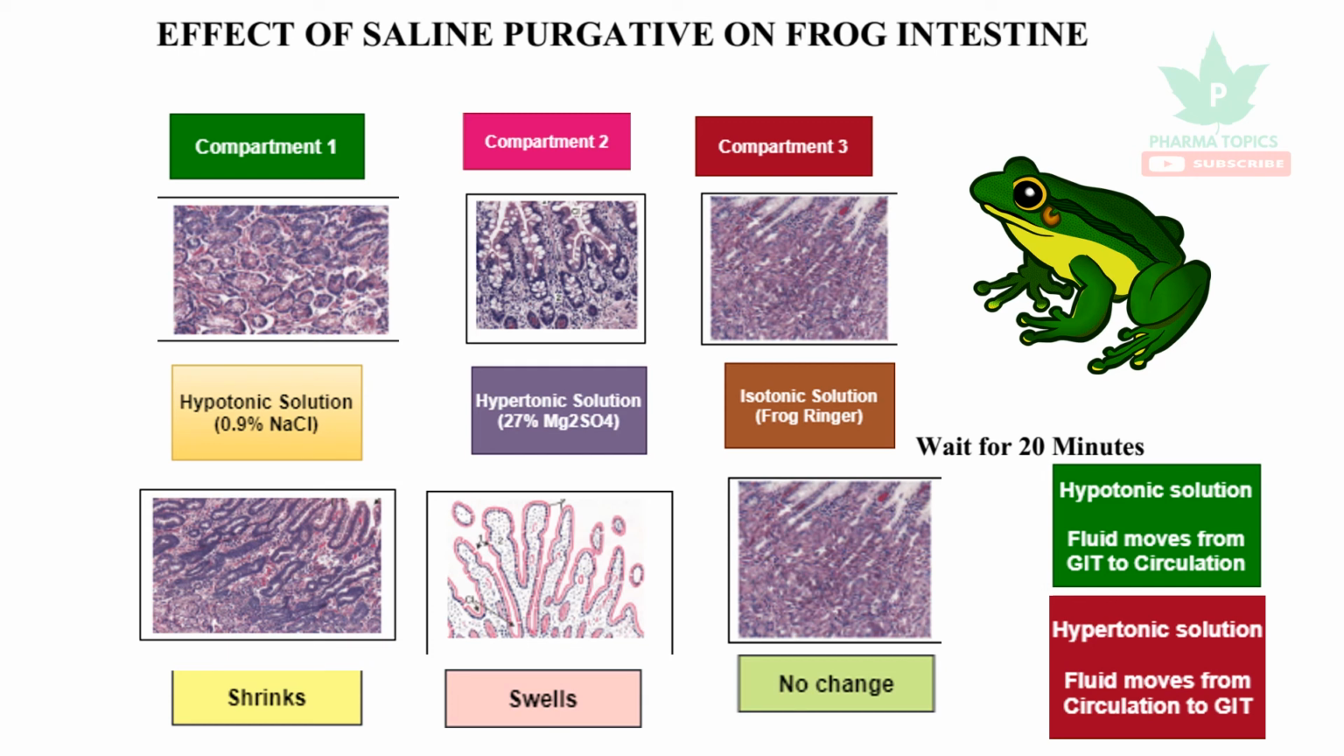Since there is isotonicity in the compartment 3, there is no change, that is the swelling or the shrinking. So this is the inference for this saline purgatives effect on the frog intestine.